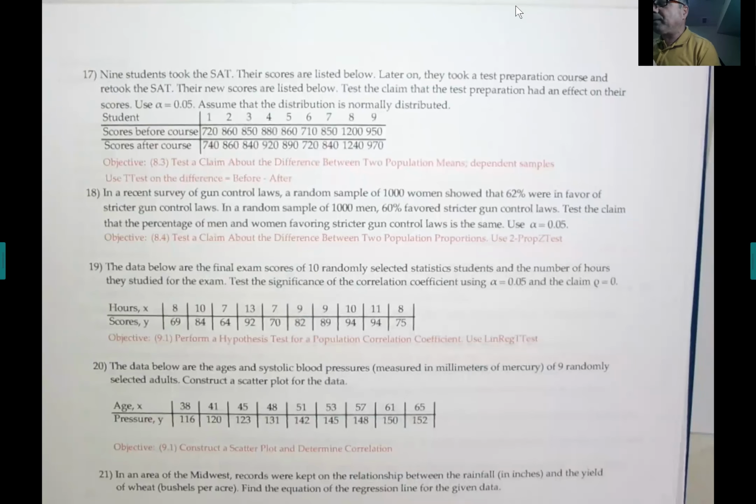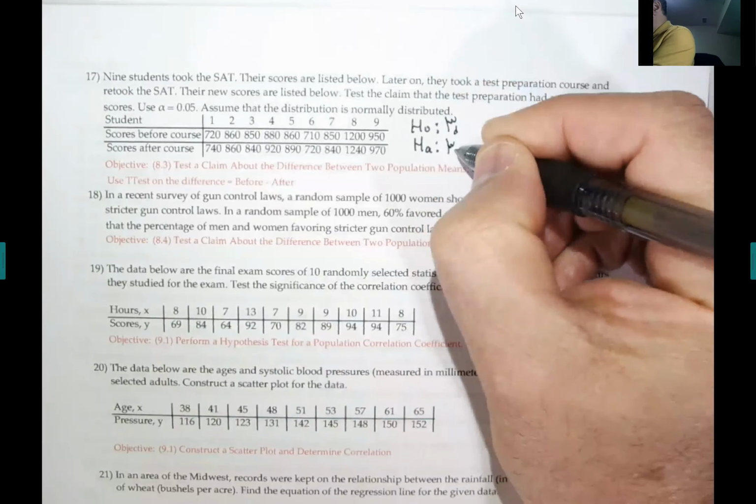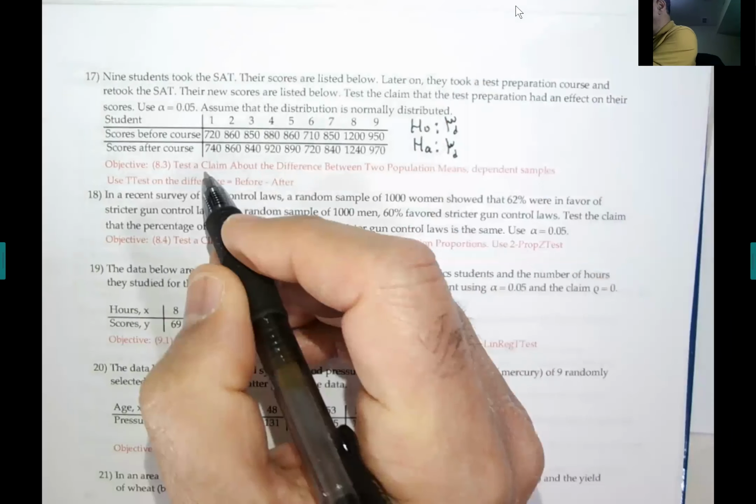Testa claimed that the test preparation had no effect on their scores, so it didn't make any difference. Here is how you state the null and the alternative hypotheses for this. We do the mean of the difference. So we're going to do the differences here. If you guys want to help me, just do the differences.